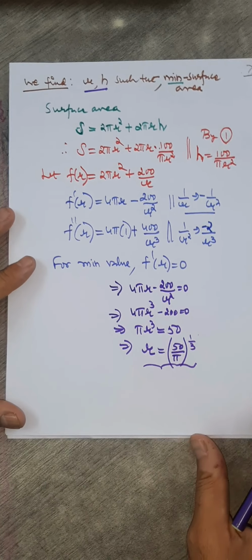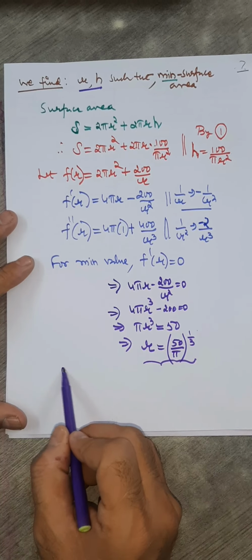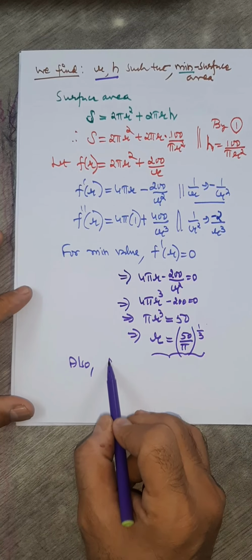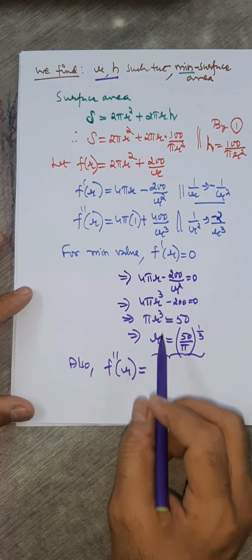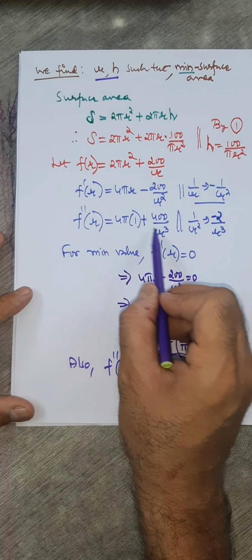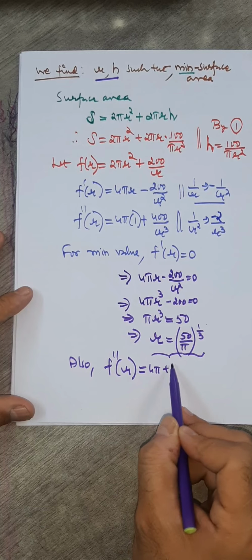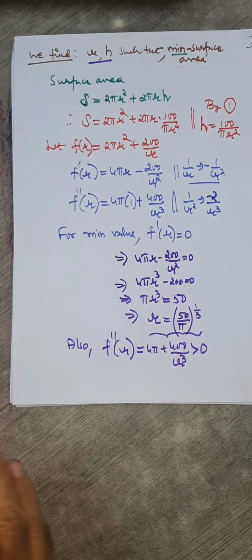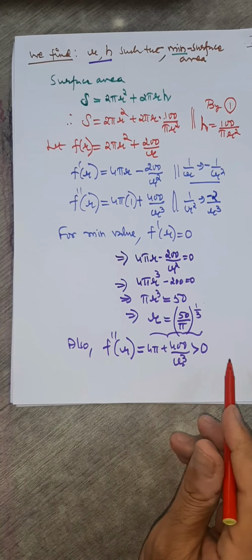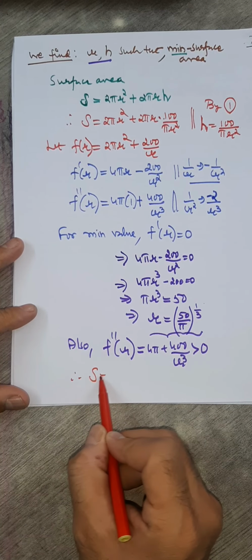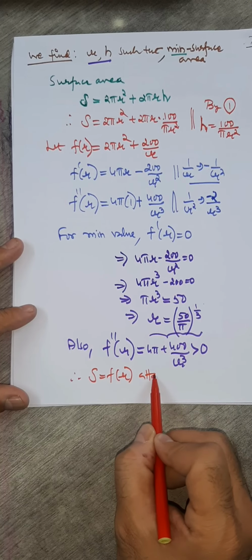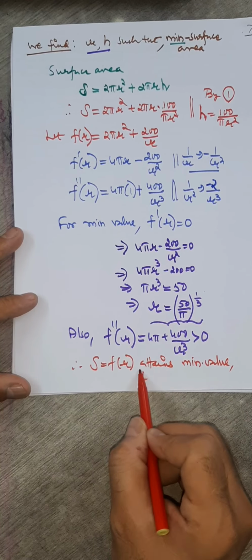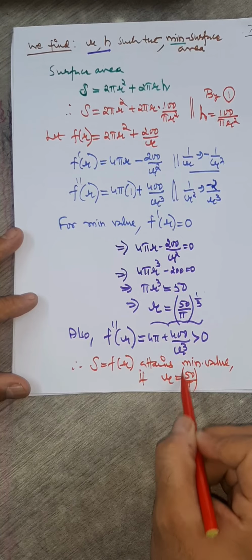Okay? If r is this, you need to notice that the double order derivative must be positive, because you want to minimize. Also f double dash r is positive here, r being radius is positive. So this is always positive. For any value of r it's positive, because r being base radius is always positive. Therefore that surface area, which is f of r, attains minimum value if r is (50 by pi) raised to 1 by 3.